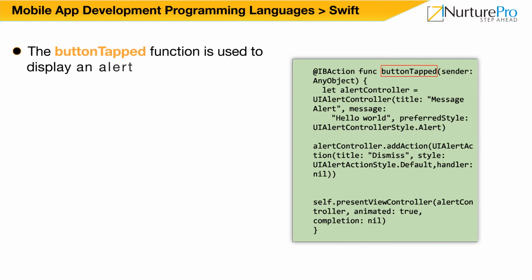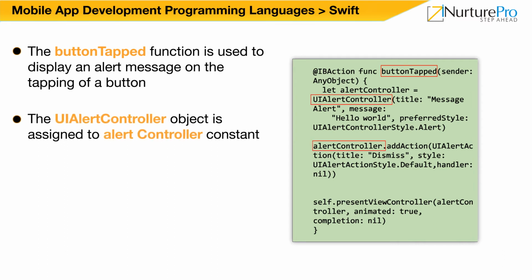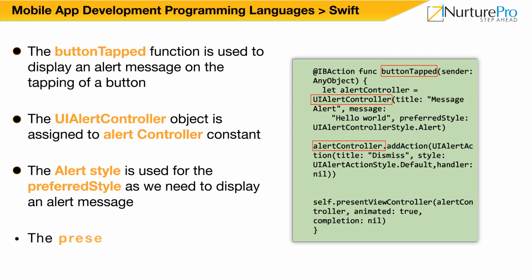The buttonTapped function is used to display an alert message on the tapping of a button. The UIAlertController object is assigned to the alertController constant. The alert style is used for the preferred style as we need to display an alert message. The present view controller is then called.